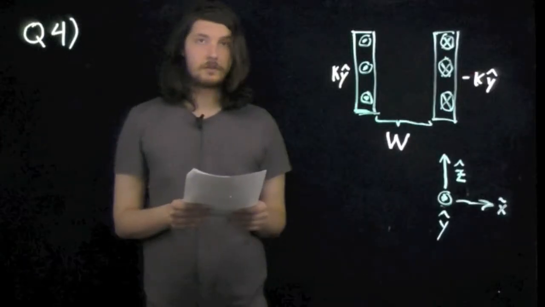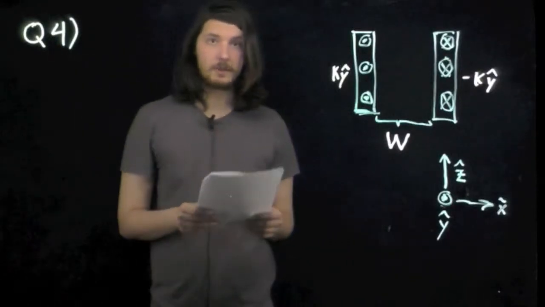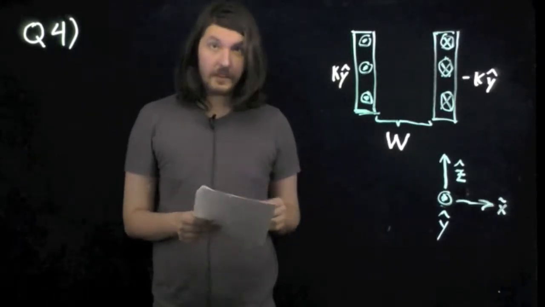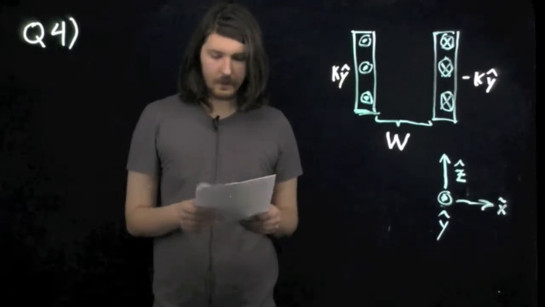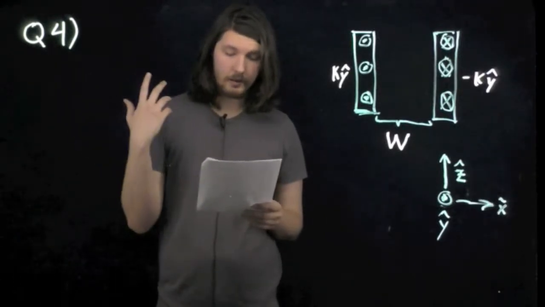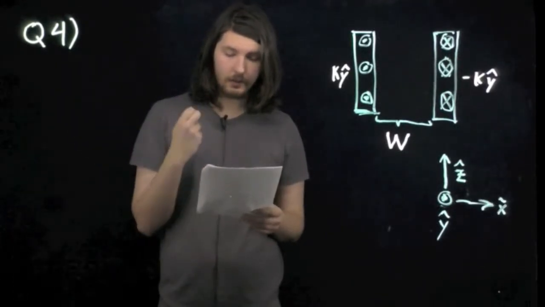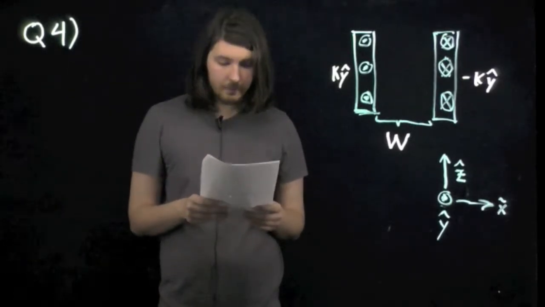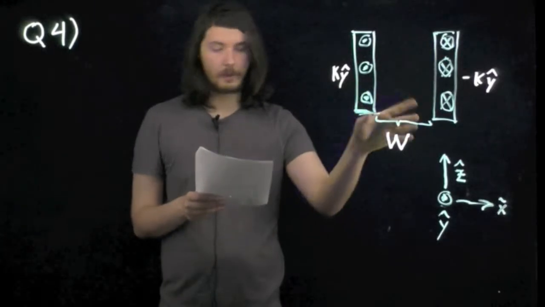Hi, today I'll be going through the solutions to the first practice midterm for PHYS 457. Now, question 4. The first part of question 4 asks: two effectively infinite sheets of current contain a space of width W.